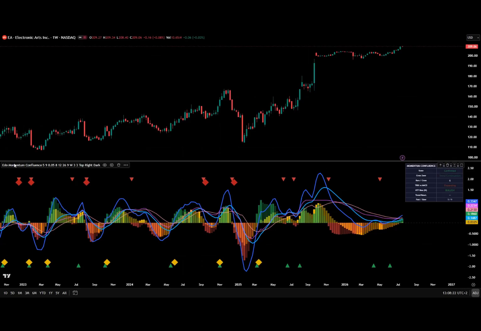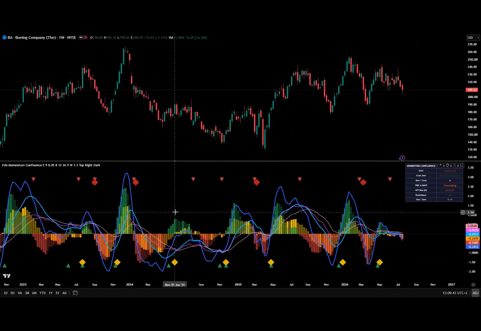In this video we show you how Edo Momentum Confluence works. Two momentum engines, drawn on the same scale, in the same pane. Most traders run them in separate windows and compare by eye. That comparison is exactly what this indicator automates. The question it answers is not whether momentum turned. It is whether both engines agree that it turned. On Electronic Arts Weekly the panel reads confirmed, which is the state we will come back to later.